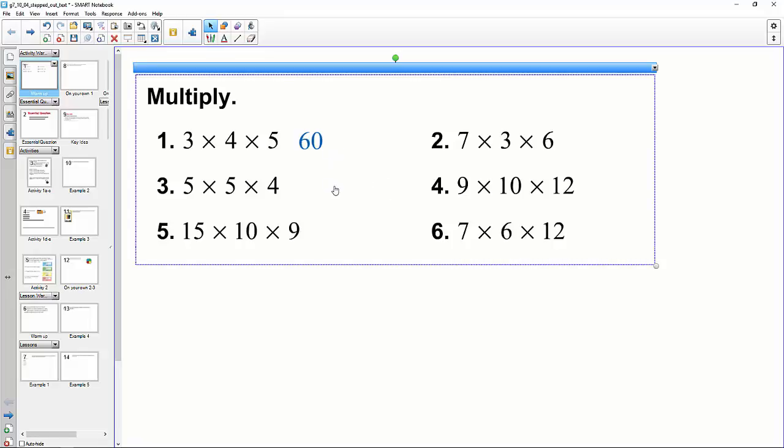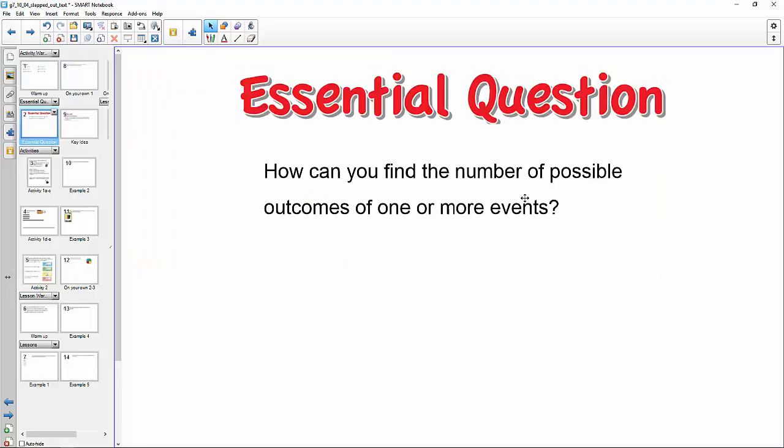Alright, so the first one is 60, 126, 100, 1080, 1350, and 504. And the whole reason why we're doing this is because we want to find the number of possible outcomes of one or more events. And here's an example of that.